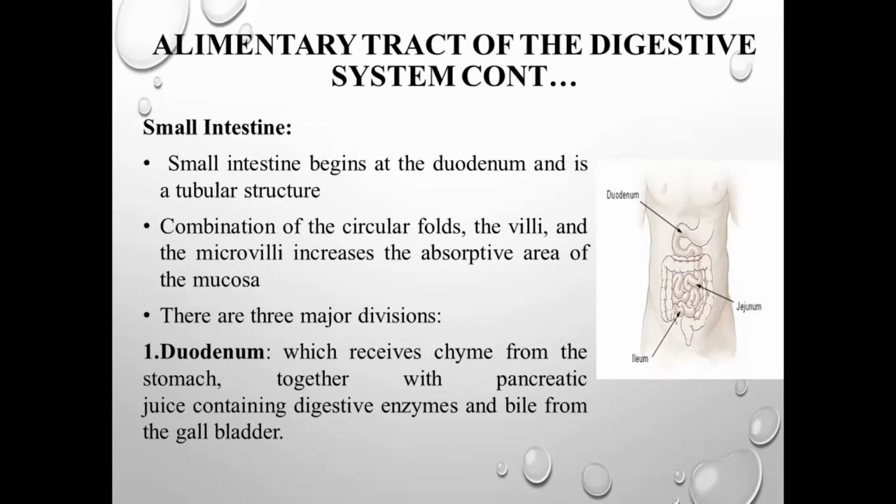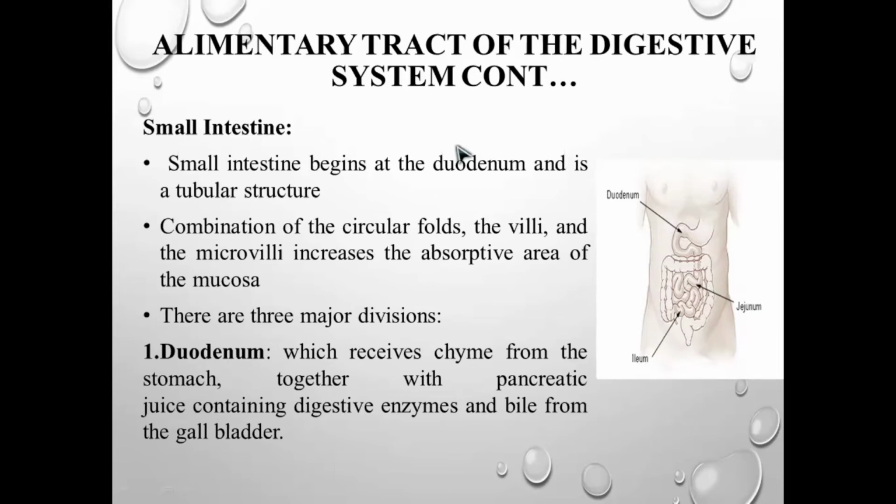There are three major divisions in the small intestine. From the stomach, the small intestine starts, and there it is called the duodenum. The continuation of the duodenum we call the jejunum. And the junction where the small intestine opens into the large intestine is called the ileum. So the three major parts of the small intestine are the duodenum, jejunum, and ileum.